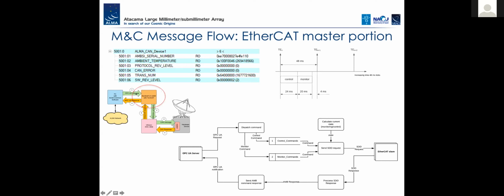So for the EtherCAT master portion of this data flow, in the diagram at the bottom you can see we receive the request from the OPC UA server, and the dispatch command will split it into two queues, the control command and the monitor command. And here we make sure we are fulfilling this requirement of TE. The data will be encapsulated using SDO, a service data object, and we put the information in the Ethernet cable, as an EtherCAT message to the slave.